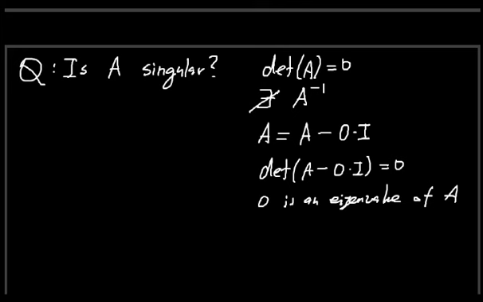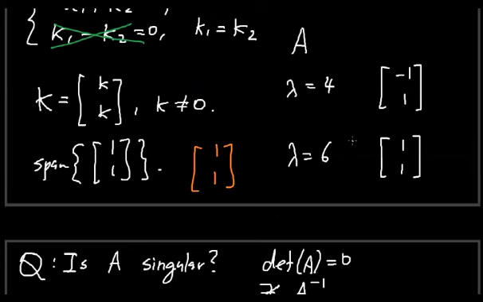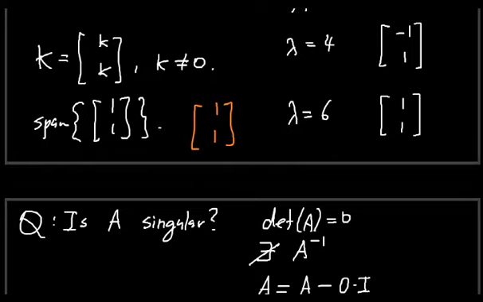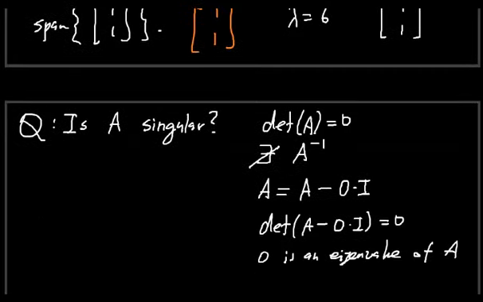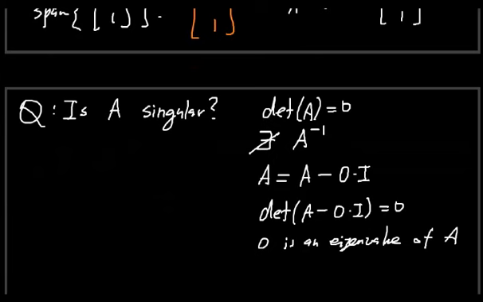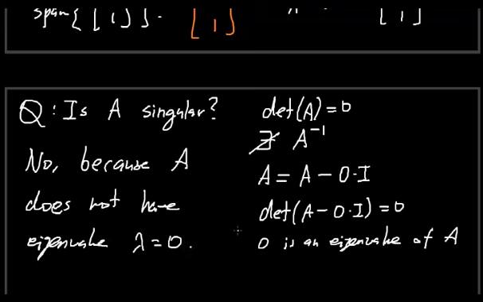In the current case, we had only 2 eigenvalues and none of them were 0. So then we can say that the matrix isn't singular, because if it was, then it would have a 0 eigenvalue. So the answer to the question whether the matrix is singular or not is no, because A does not have an eigenvalue equal to 0. Great.